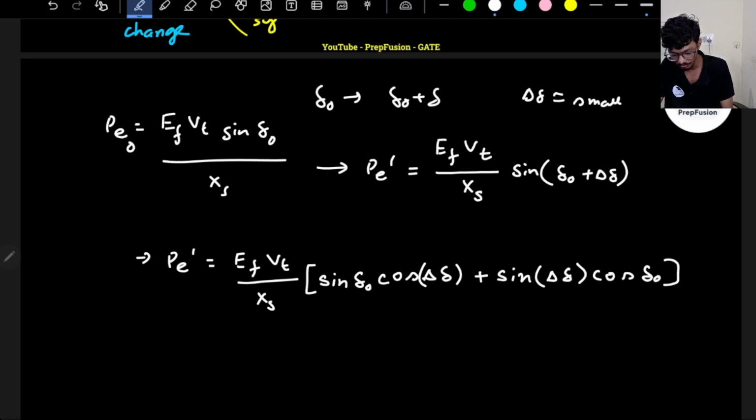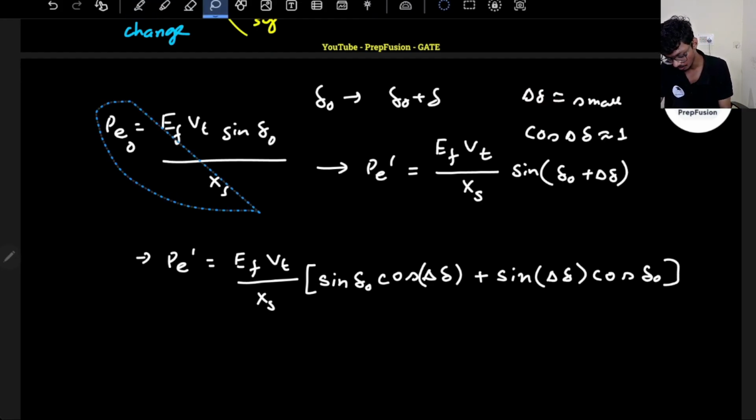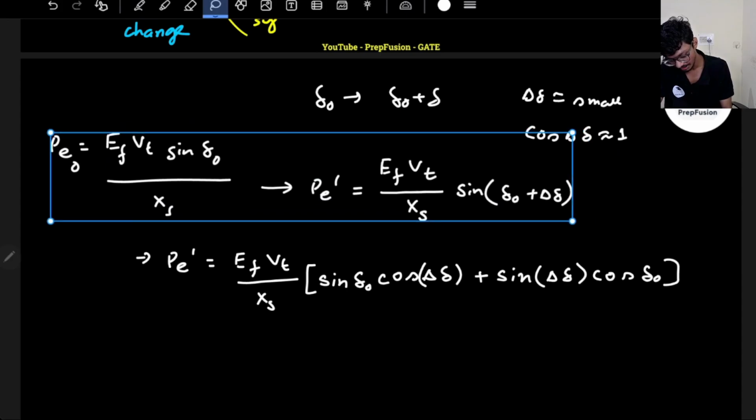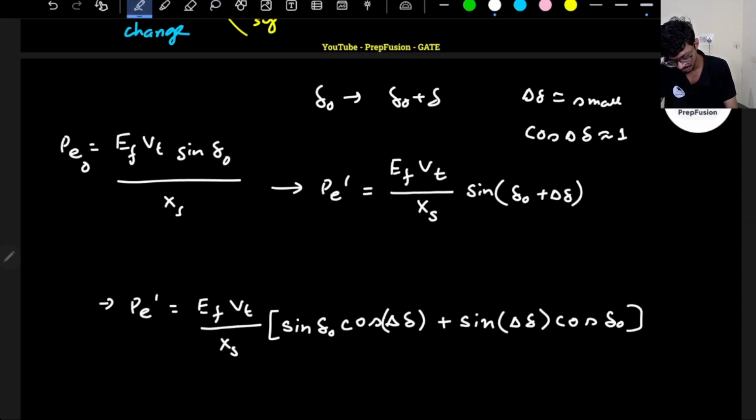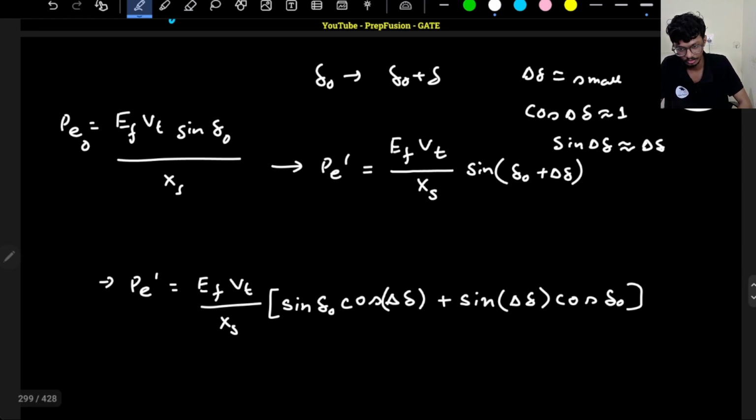Okay, now a very important point, remember your del delta is very small. If del delta is very small, then cos of del delta will be roughly equal to 1. Also, if your del delta is very small, I can directly say that sine of del delta is almost equal to del delta only. Okay, this approximation we can do.